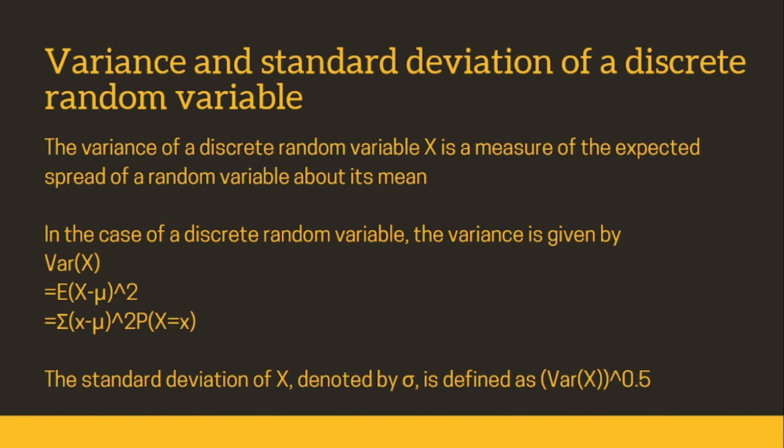And on to variance, which is the second part of discrete random variables. The variance of a discrete random variable x is a measure of the expected spread of a random variable about its mean. In the case of a discrete random variable, the variance can be given by the expected value of (x minus the mean) squared. In other words, it's the summation of (x minus the mean) squared times the probability of getting x itself. Then the standard deviation, which a lot of you learn in secondary school, is basically similar to variance, but we take the variance and square root it to get our standard deviation.